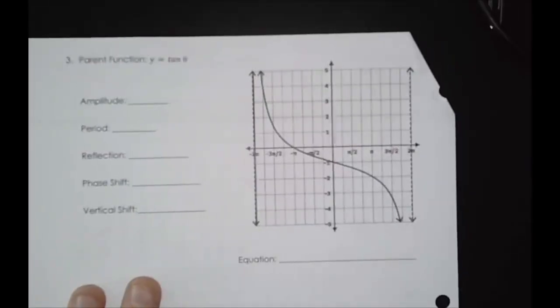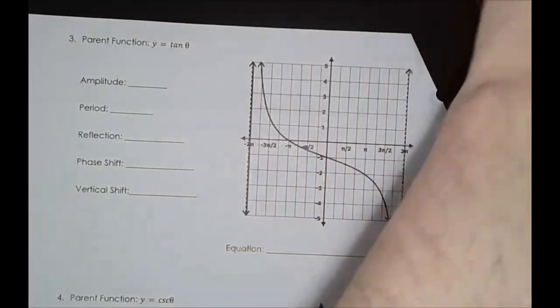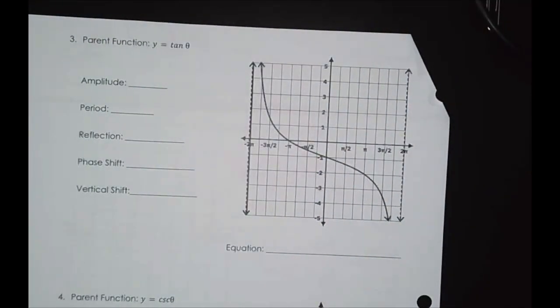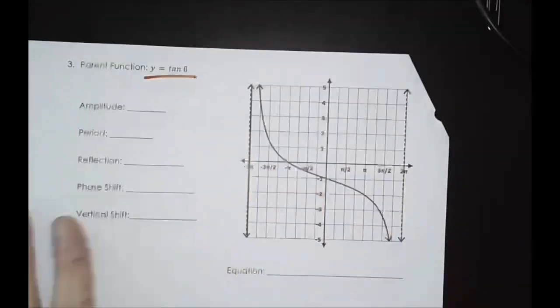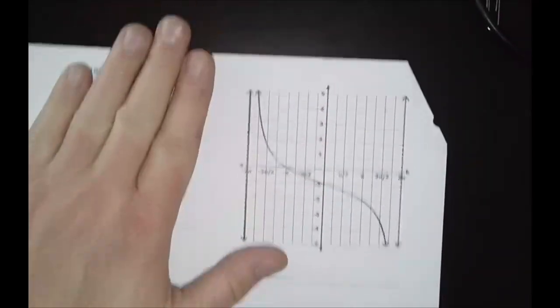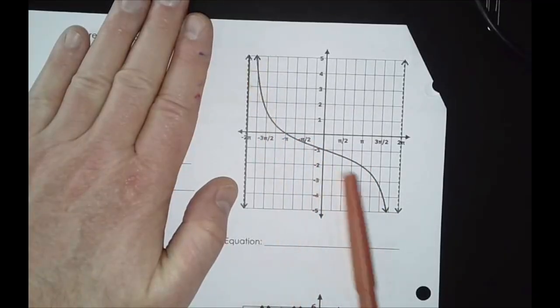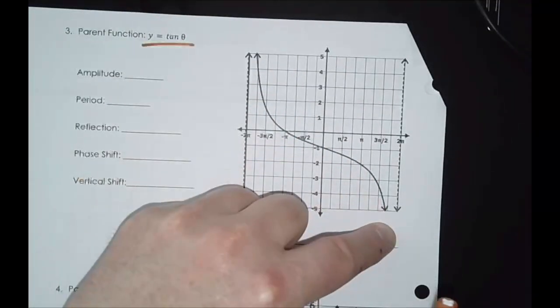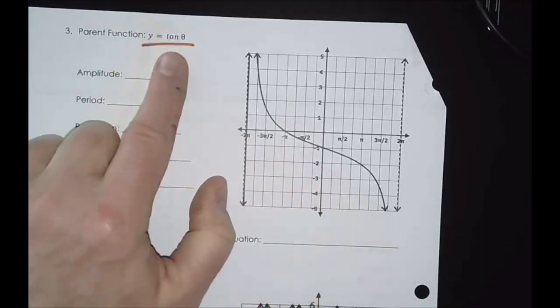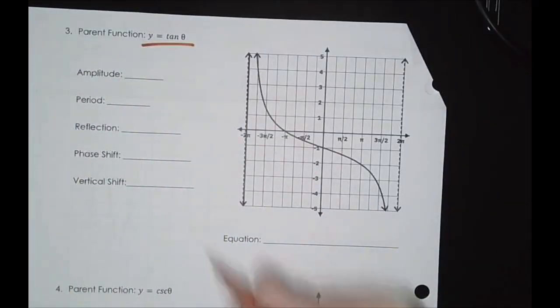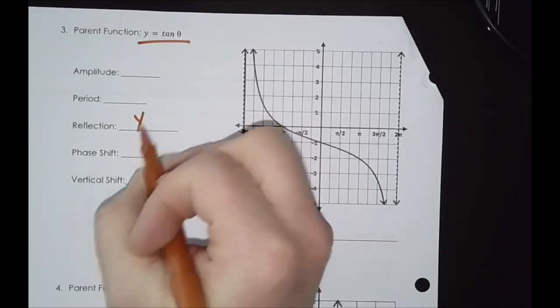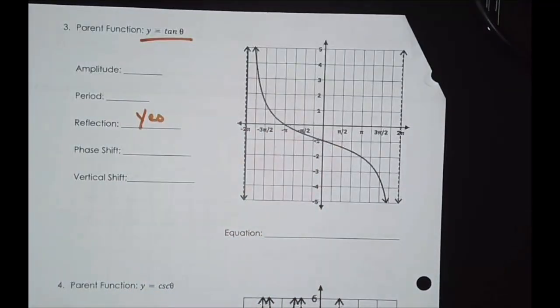All right, what do you notice about this one? Well, they tell you it's tangent. But if I didn't have this, I would have guessed cotangent, because it's going down and to the right instead of up. All right? So that tells me it's reflected. It's upside down, so I can do that right away. Yes, it's going to have a negative. It turned it upside down.